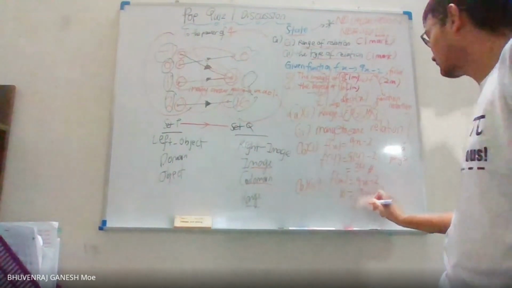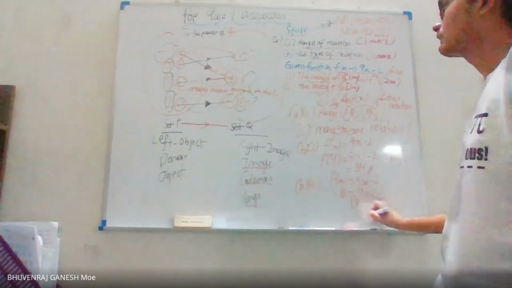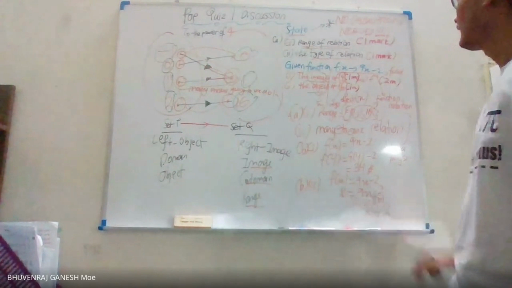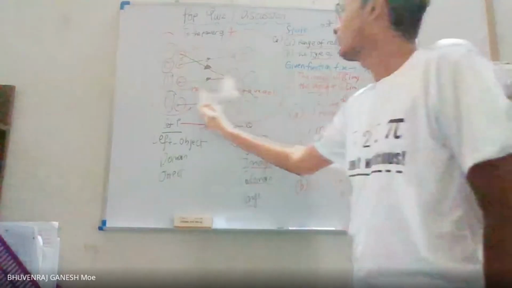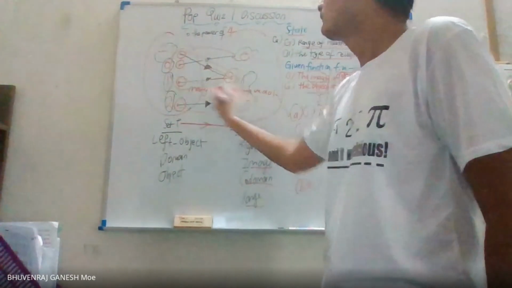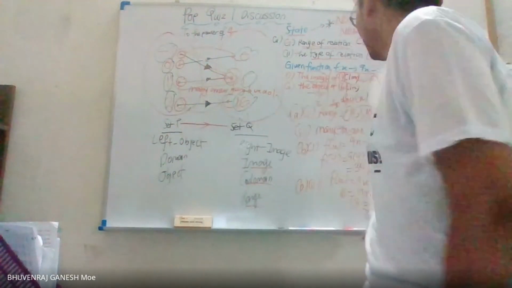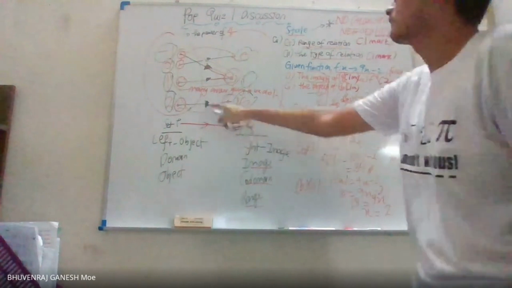18 equals 9x, and x is equal to 2. And you can see this directly from the diagram. You see the object 16 matches to 2. This is the image, this is the object. So actually, you don't need the calculation. You can see it directly here.